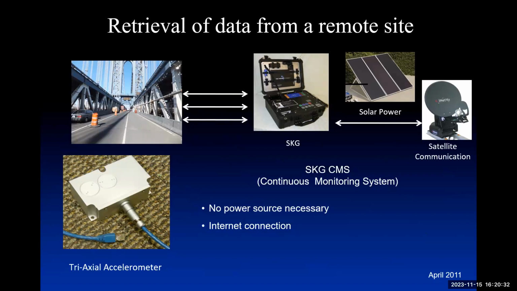Retrieval of data from a remote site. Well, we have a structural cardiogram and we can run off solar power, use satellite communications. All of these things are advancing enormously quickly. This is an accelerometer. We are currently producing a new type of accelerometer, which will be based on the MEMS characteristics, and that means that prices will come down even further.